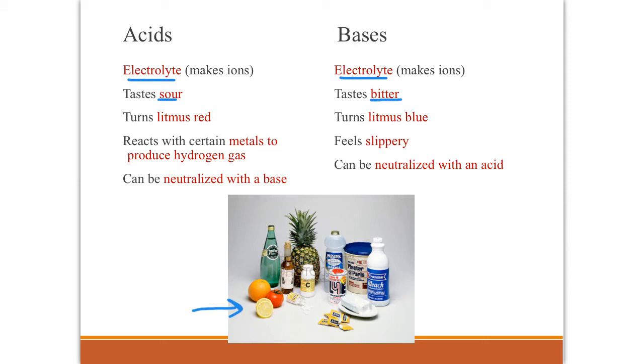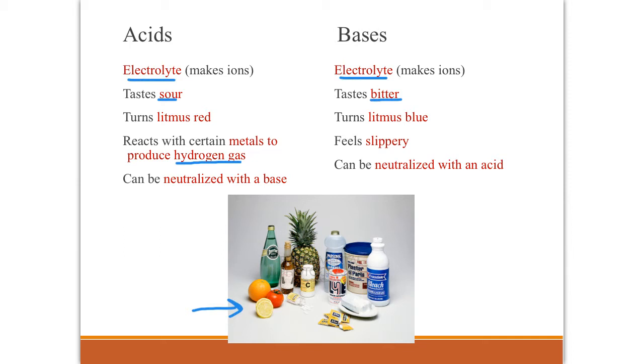Litmus paper is a way of testing the pH, so acids turn litmus paper red and bases turn litmus paper blue. Another test for an acid is that it will react with certain metals to produce hydrogen gas. So in that case, the hydrogen that is donated from the acid actually turns into gas and leaves the container.